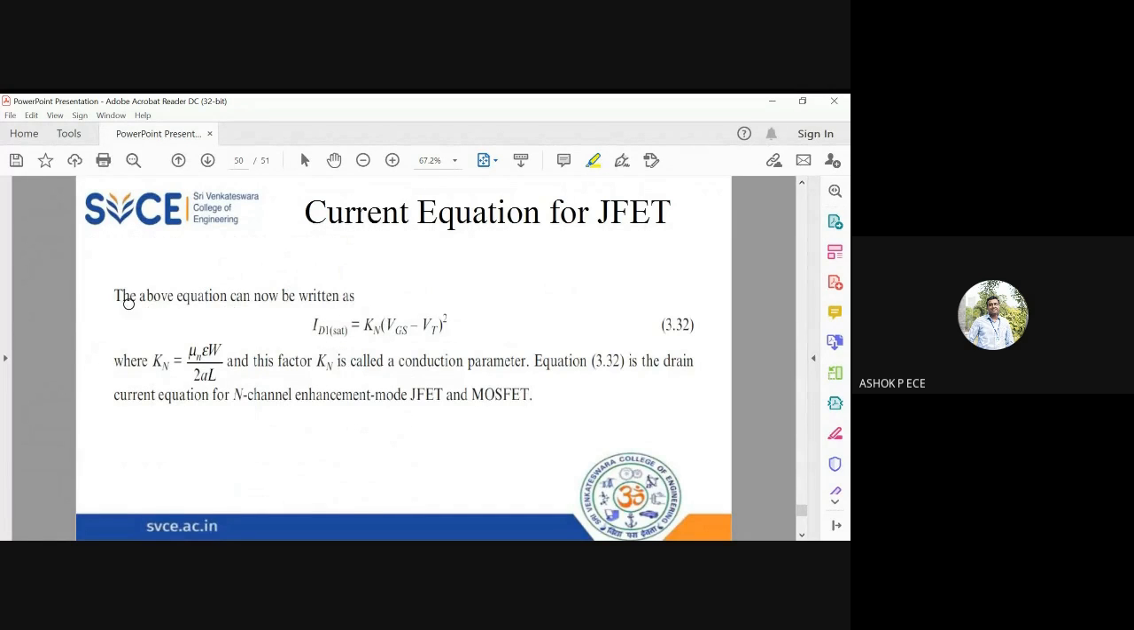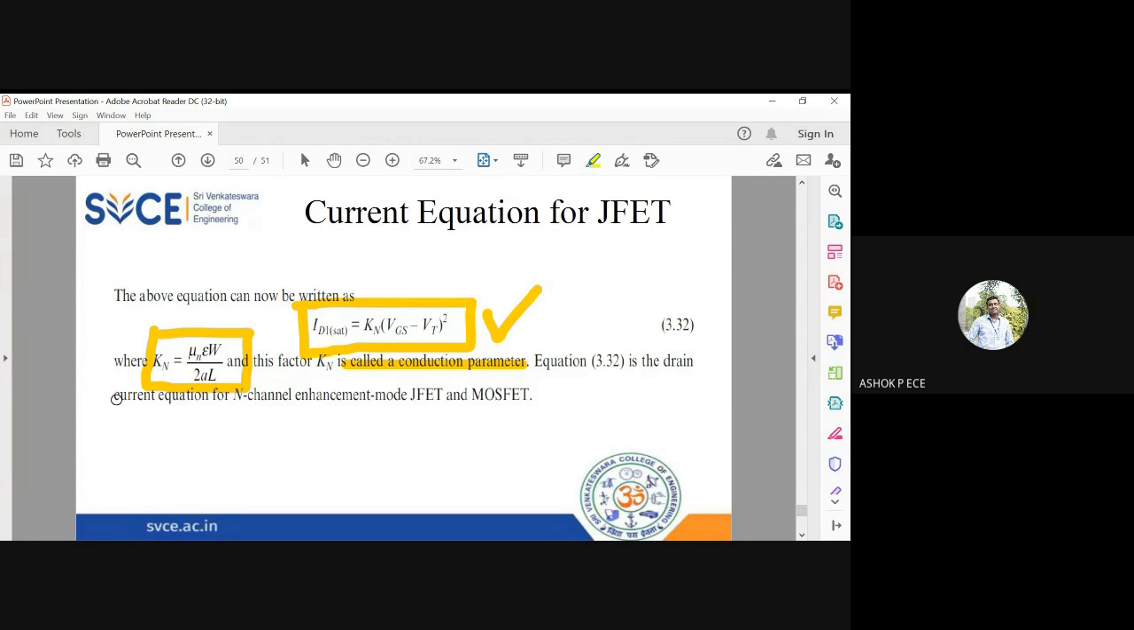So in saturation, I can write the expression for drain current as Kn into VGS minus VT the whole square. Kn is going to be the conduction parameter. This equation we have seen in channel length modulation. If you remember, the same equation we saw in the effect of channel modulation, the same thing is derived now. Kn is called the conduction parameter. When you apply any voltage more than VT, this ID will become constant.